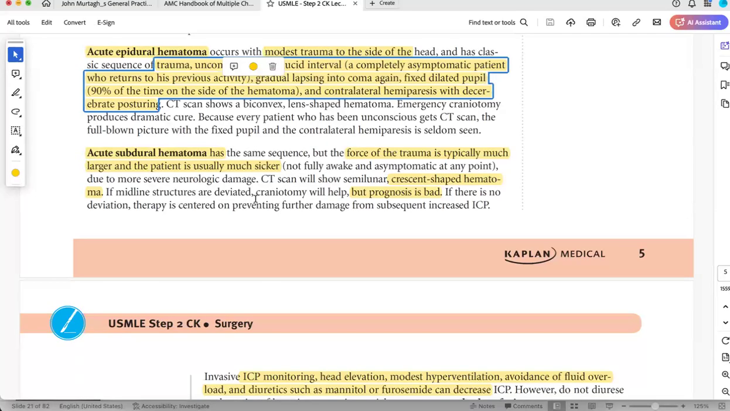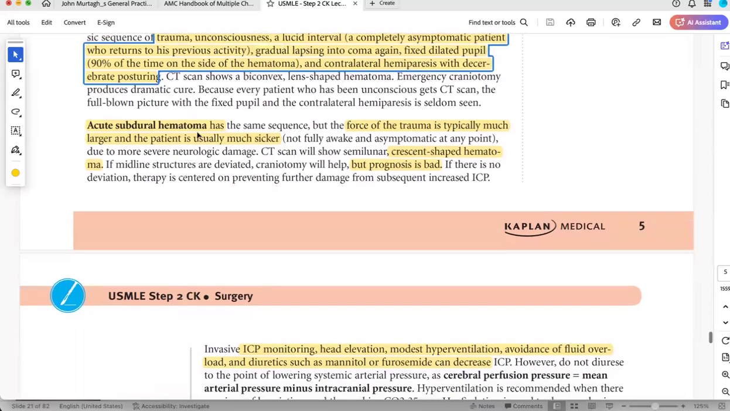Now, any patient who gets epidural or subdural hematoma needs to be seen by a neurosurgeon. In subdural hematoma, the force of the trauma is typically much larger, and the patient becomes much sicker. Remember we said that if a patient ends up having a helmet fracture after riding a motorcycle, tremendous force is required to have a helmet fracture. In that patient, I would choose subdural hematoma as the likely possibility. But if the patient did not have any helmet fracture, but had a bit of unconsciousness, then yes, we can think of epidural.